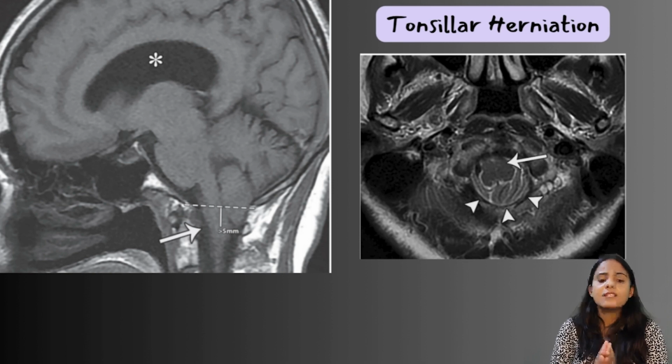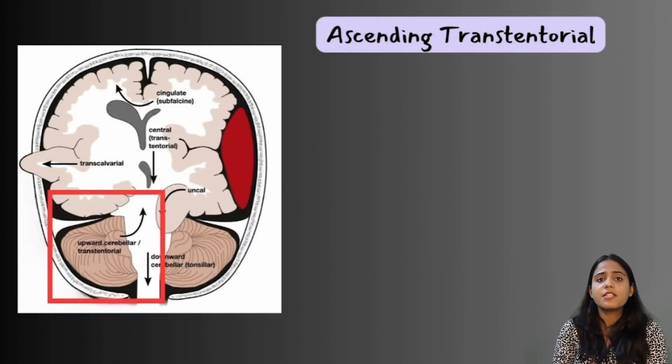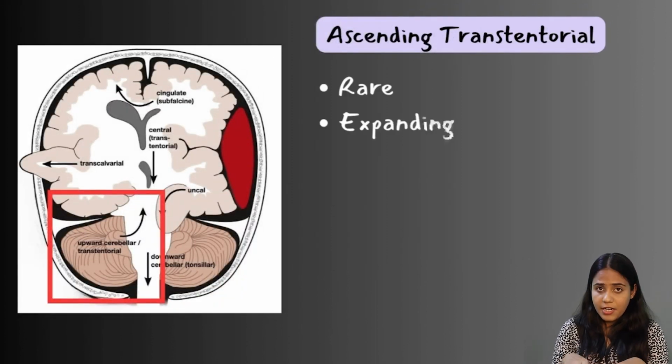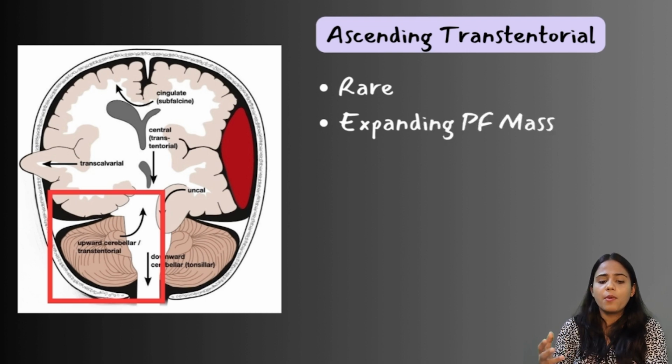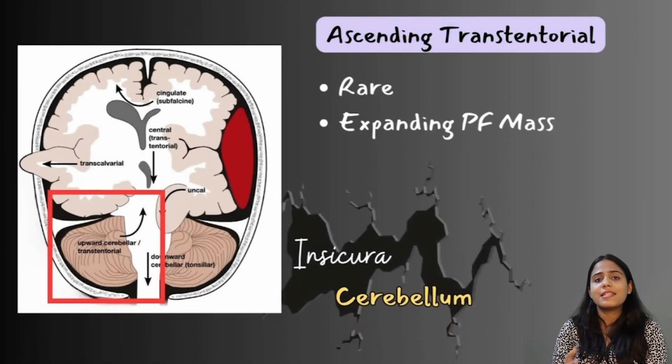The next one is the ascending transtentorial herniation, which is a rare form of posterior fossa herniation, where there is an expanding posterior fossa mass, which is mostly a neoplasm, then a trauma. Here the cerebellar vermis and the hemispheres are pushed upwards through the incisura into the supratentorial compartment.